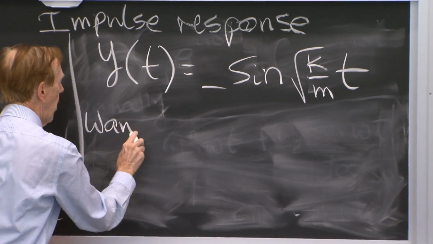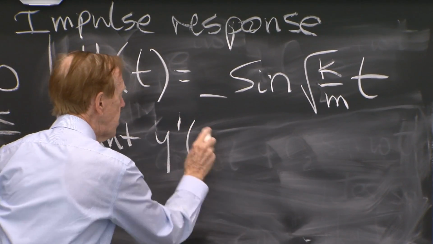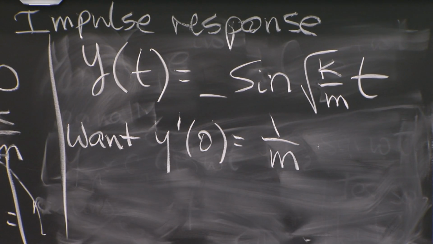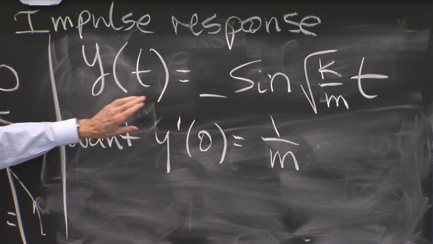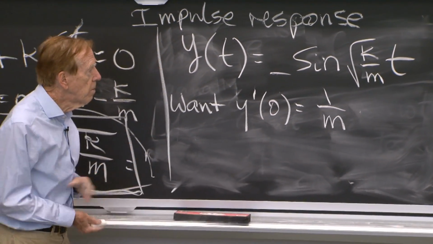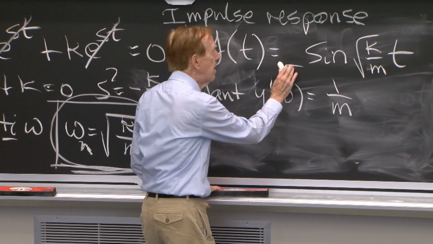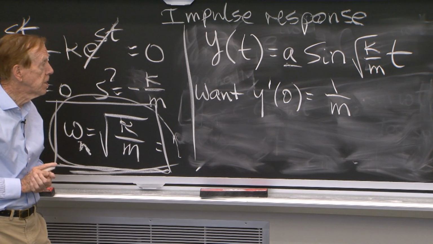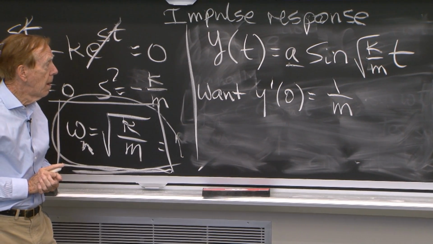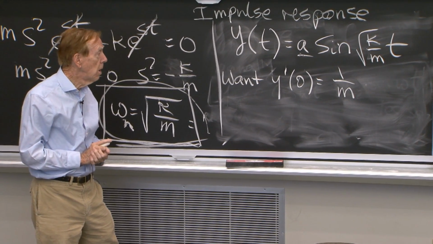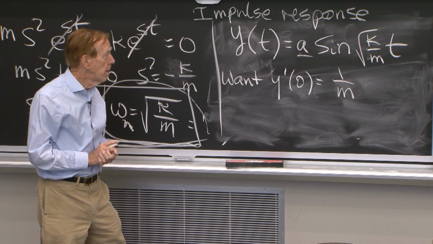What's the number so that this has the right, let me write again what I want. I want y prime at 0 to be 1 over m. So what's the number that I put in there? I've got something. Its derivative at 0. Yeah, well, this is some number. I'll call it little a for the moment, but I want to find out what it is. Are we right? Yeah, I think we're right.